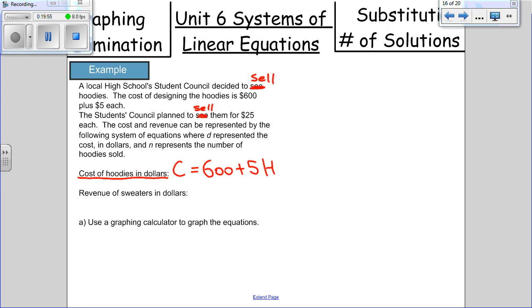Okay, so down here, revenue of hoodies. To create a formula for revenue, revenue means how much money you're making. How would you figure out how much money they make? Yeah, $25 for each hoodie they sell. They use different letters than we do, but I'm going to leave it with H because people understand that it's hoodies, and that's just a little bit easier.